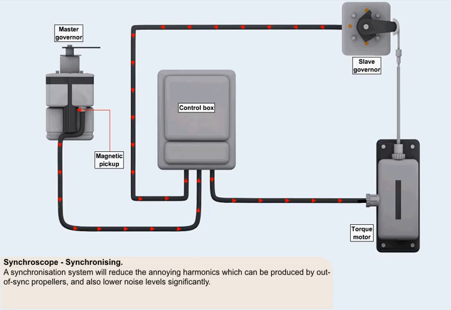In order to reduce the amount of vibration which can damage aircraft components, and also to reduce noise harmonics which can occur on propeller-driven aircraft, the engine propeller assemblies are often provided with a means of making the RPM of each unit the same as all the others. A synchronization system will reduce the annoying harmonics which can be produced by out-of-sync propellers, and also lower noise levels significantly.